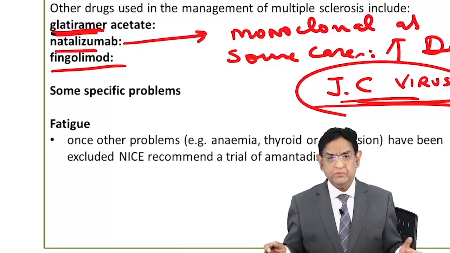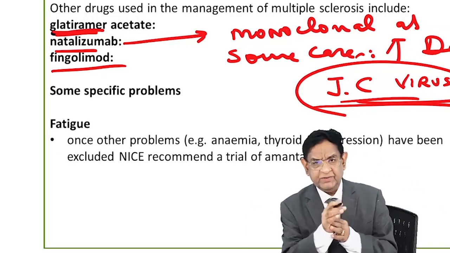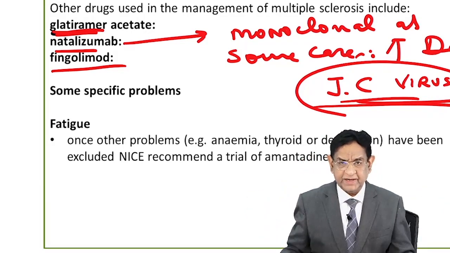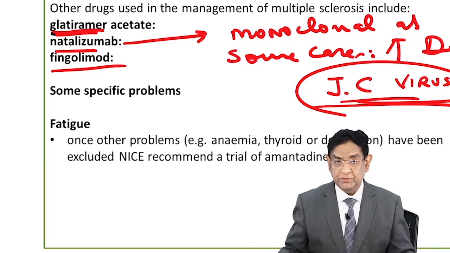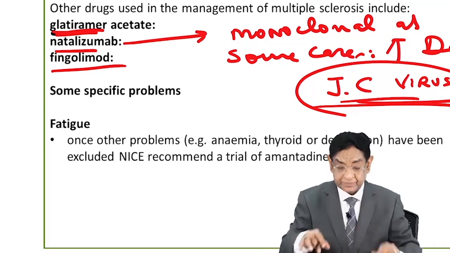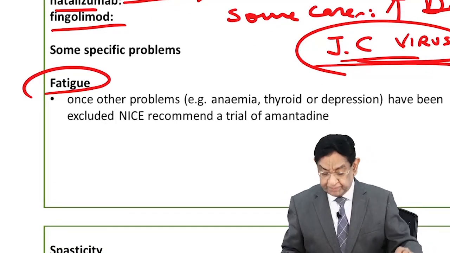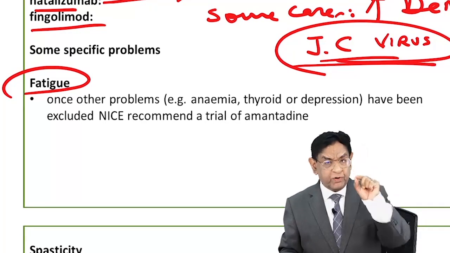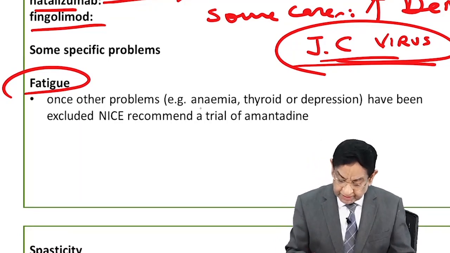So we learned how to manage an acute attack, and we learned what all drugs we can give as a prophylactic drug. But there are so many other things that the patient needs to be treated for right now. Fatigue. I told you fatigue is a big problem. And before we really talk about fatigue treatment, rule out anemia, thyroid or depression.